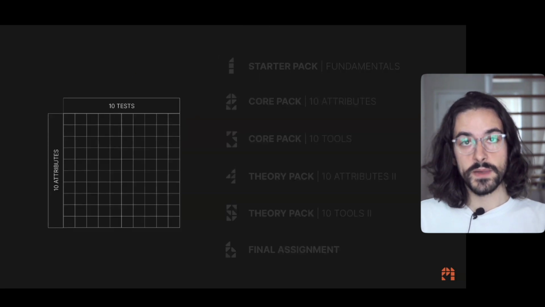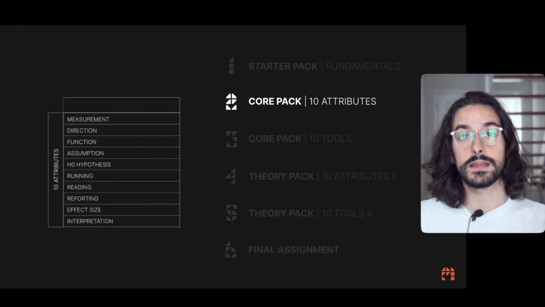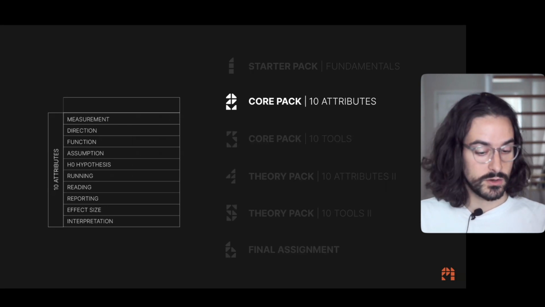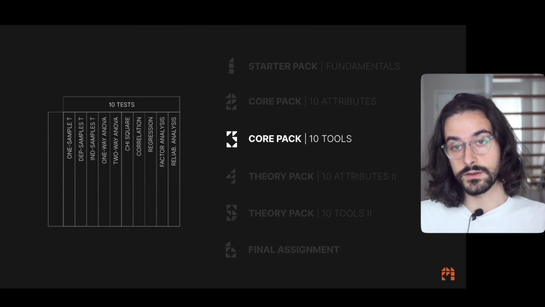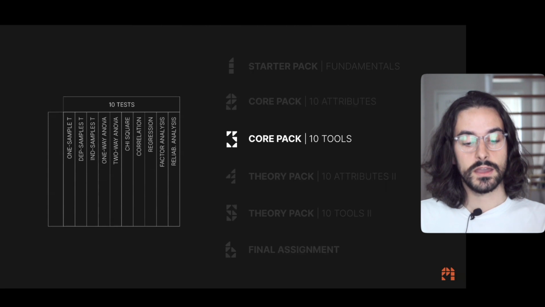Then we move on to the core pack, which is based on the 10 by 10 summary. In the beginning of the core pack, you'll find, on step 2, the 10 attributes. So the 10 things you need to learn about the tests. You're learning about things like a null hypothesis, how to run a test, and things like that. On the third step, we're still in the core pack, but now we're talking about the 10 tools, right? The 10 tests that you have to learn.